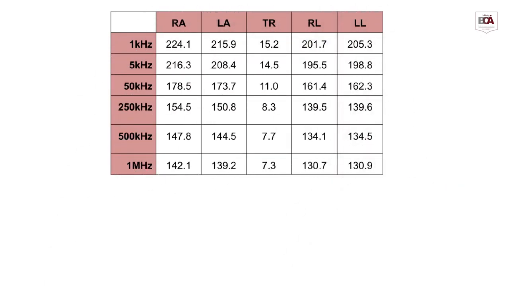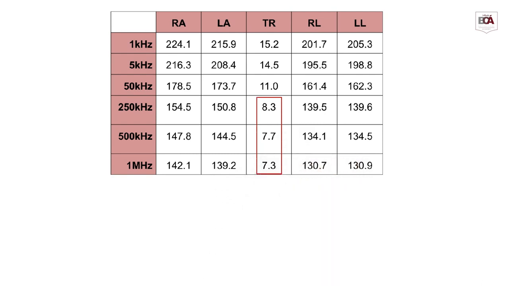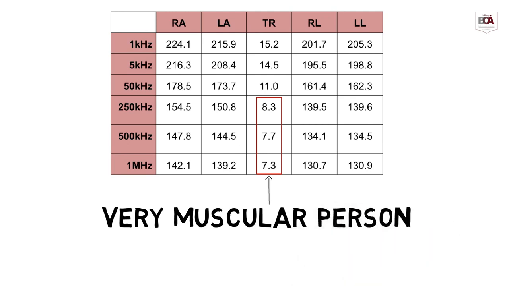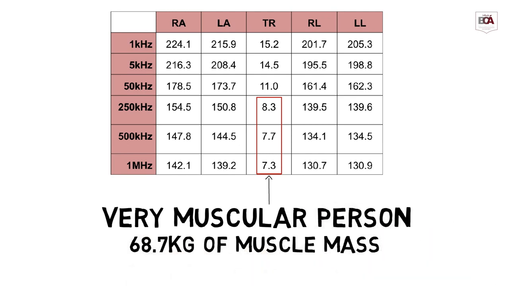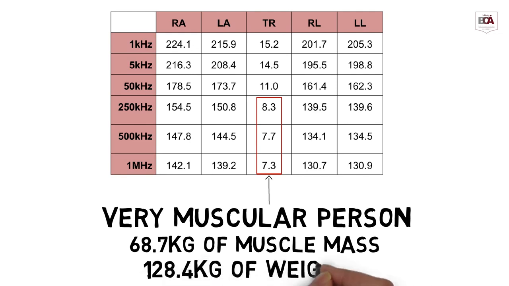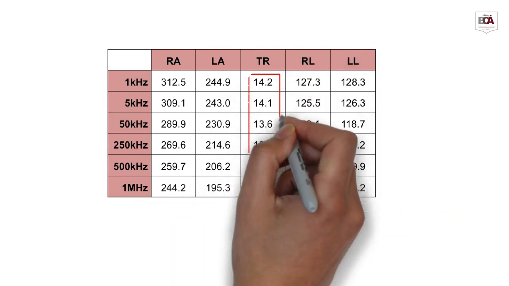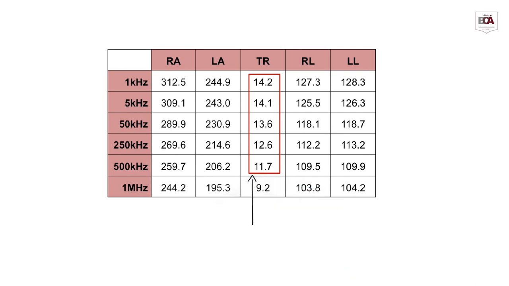You can see the trunk impedance is lower than 10 ohms. This data is from a very muscular person. He has 68.7 kg of muscle mass and he weighs around 128.4 kg. Hemodialysis patients have more water because they have edema, so their impedance values show as if they are muscular.